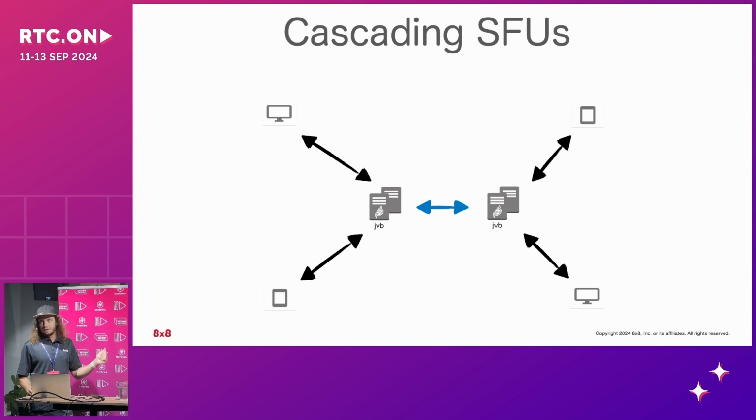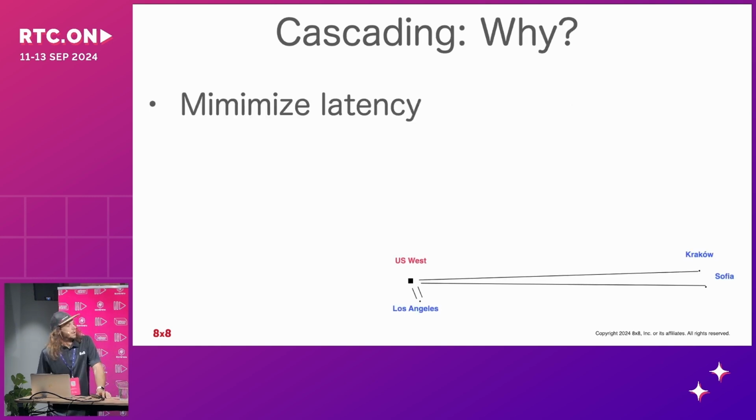On to cascading SFUs. First, by cascading, I mean we're going to interconnect 2 of them or more, and we're going to have different endpoints connecting to either one joining the same conference. Now, why would we want to do that? One reason is to minimize latency.